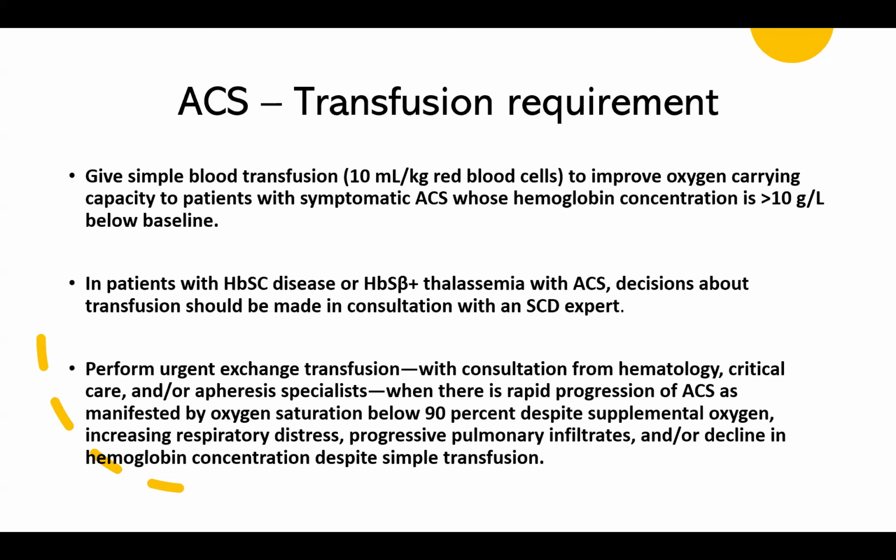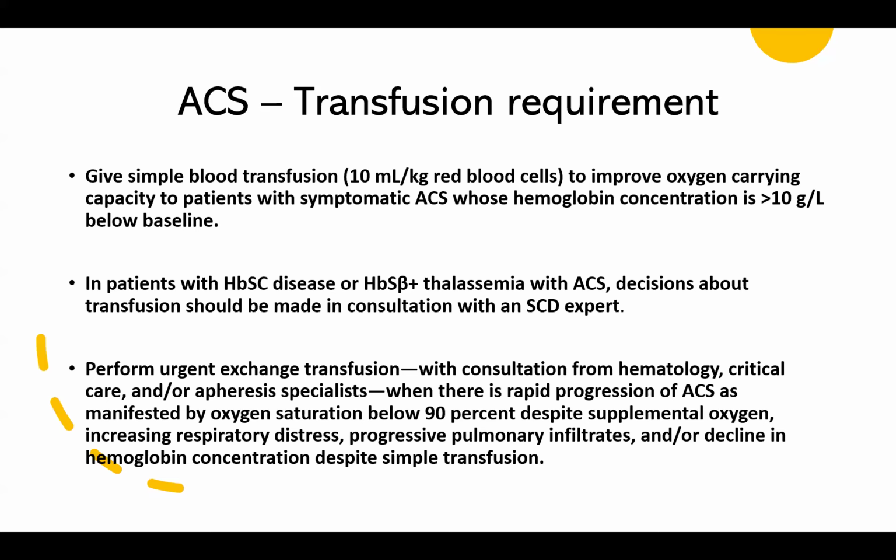For our patients who have hemoglobin SC and S beta plus thalassemia, they naturally have higher hemoglobin. So it's always good to consult with a sickle cell expert to see if transfusion would actually be helpful for them or not. For our severe cases of acute chest, for sure they would need an urgent exchange transfusion.